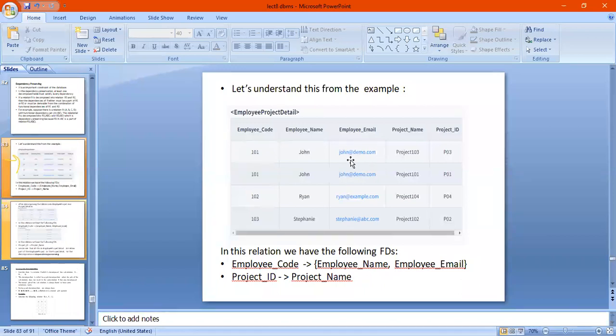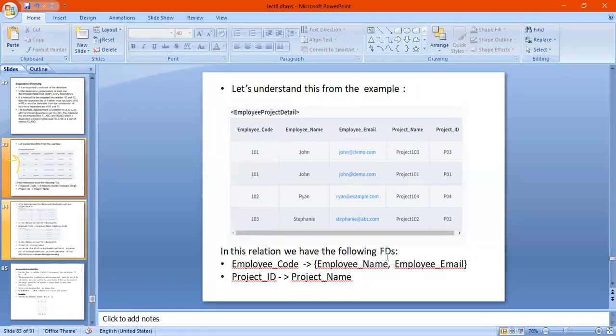The email ID is john@demo.com, john@demo.com. The projects are 103 and 101, and the project IDs are 03 and 01. Ryan's project ID is 04, and Stephen's project ID is 02. So we see the same person is taking different projects here.